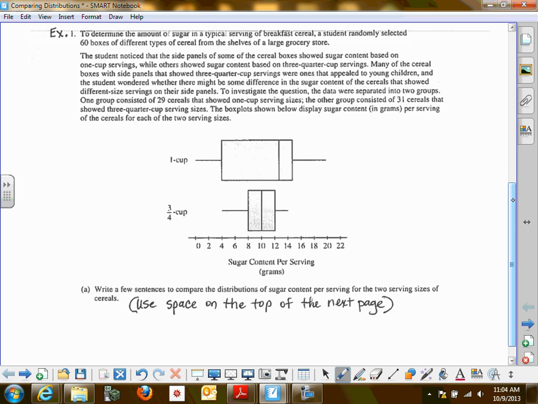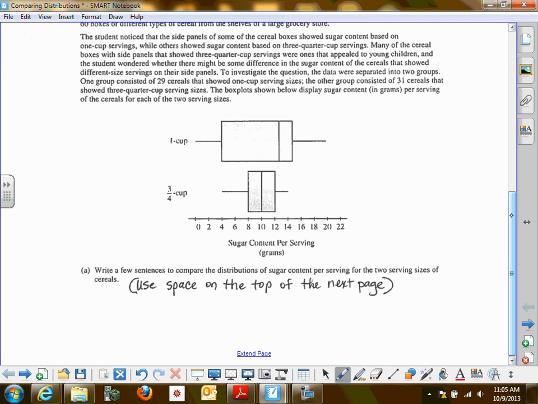So, to investigate this question, the data were separated into 2 groups of different size servings on their side panels. One group consisted of 29 cereals in the 1 cup serving size, and the other was 31 boxes in the 3/4 cup serving size. The box plots are shown below.